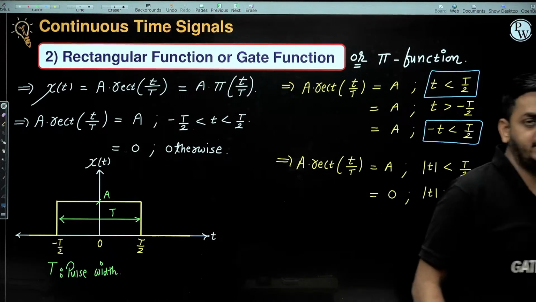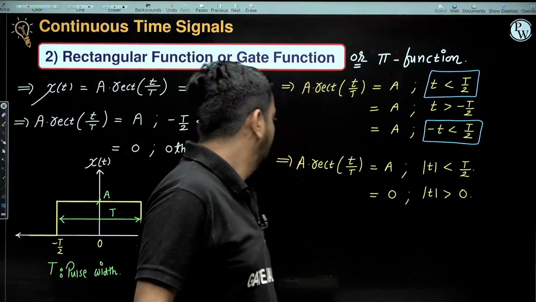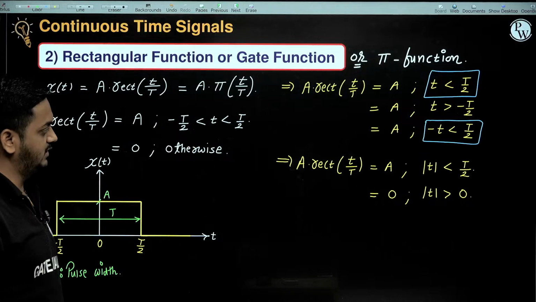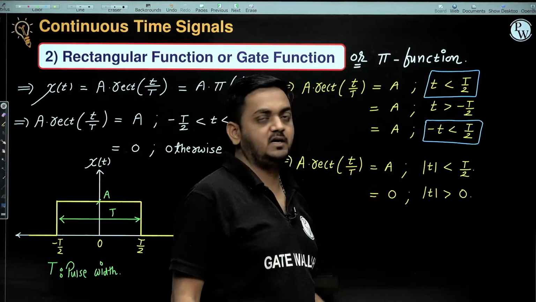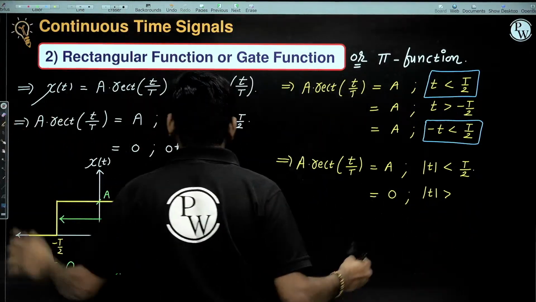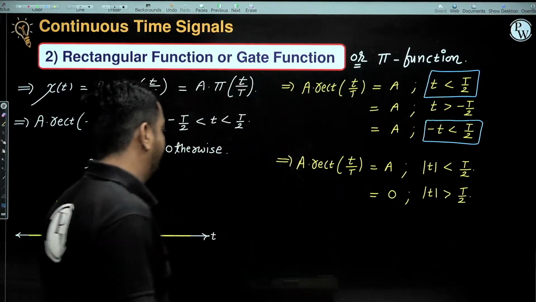Is this clear to each and every one? This is also a correct representation. So you can write it like this, A between minus T by 2 and plus T by 2, or we can write it like this also: it is equal to A where mod t is less than T by 2, guys, and not 0. This is T by 2, my mistake. So again, same thing.